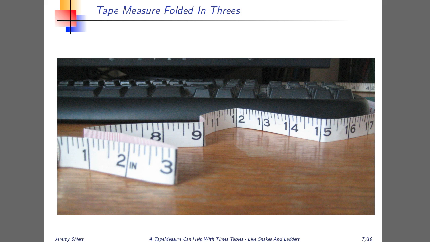Here I folded the tape measure in 3s, so the folds are on 3, 6, 9, 12 and 15, and the numbers run 1 to 3 left to right, 3 to 6 right to left, 7 to 9 left to right, 10 to 12 right to left, 13 to 15 left to right. Well, they would if the tape was folded so it was flat.